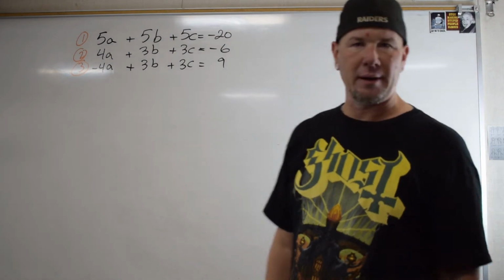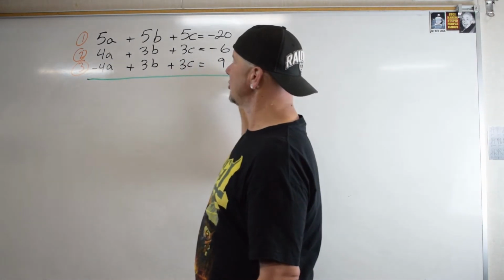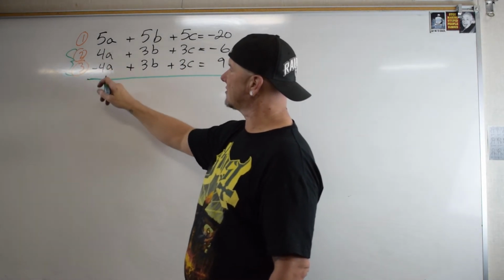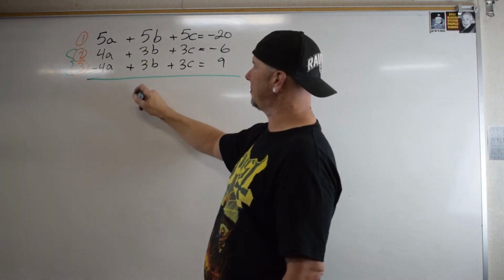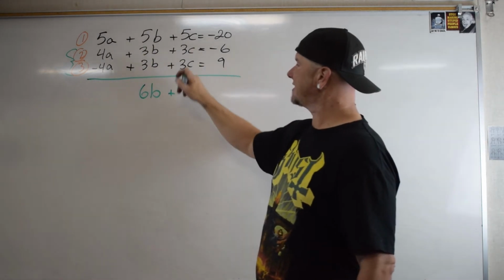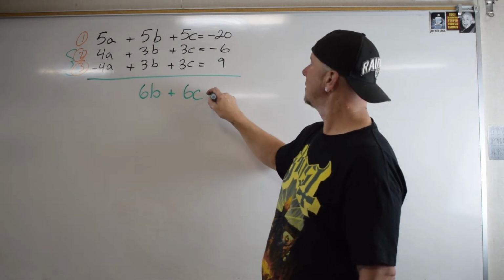We'll add these 2. So if I do that, 4a minus 4a is 0. 3b plus 3b is 6b. 3c plus 3c is 6c. Negative 6 plus 9 is 3. So I'll call that equation 4.